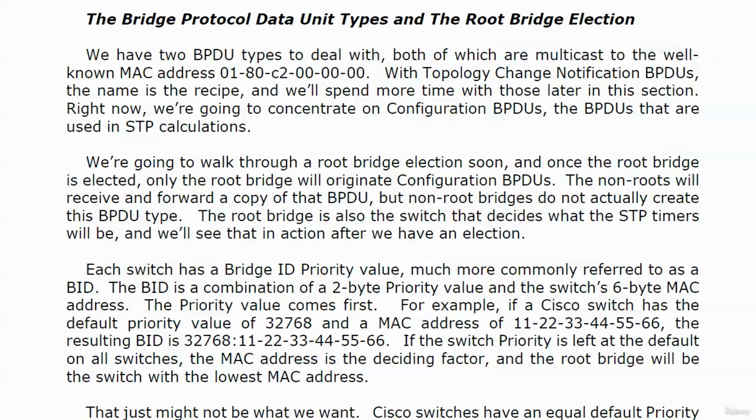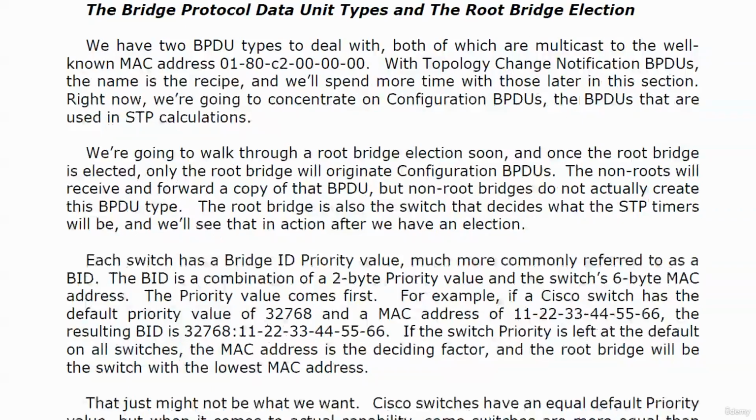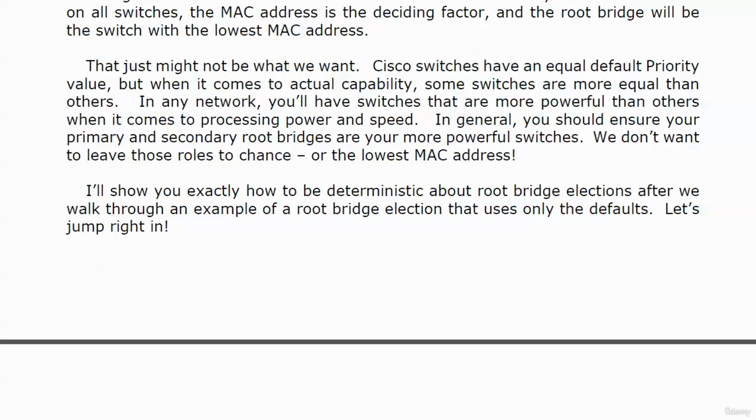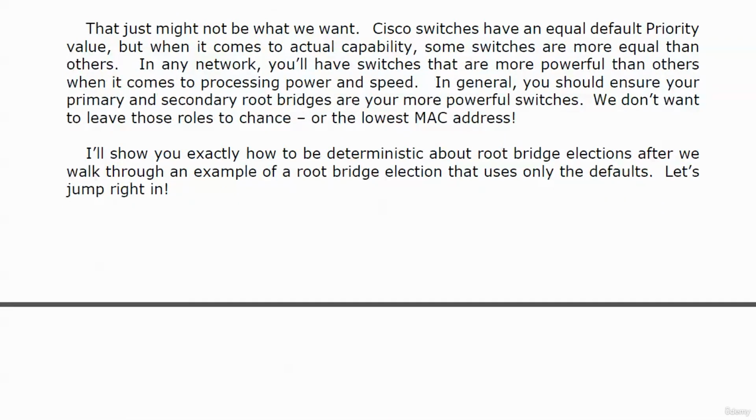So this means that if the switch priority is left at the default on all of our switches, as it sometimes is, the MAC address is actually the deciding factor in which one of our switches is going to become the root. And the root bridge will be the switch with the lowest MAC address. Remember, on auction sites, the highest bid wins, but on Cisco switches, when it comes to the root bridge election, the lowest bid wins.